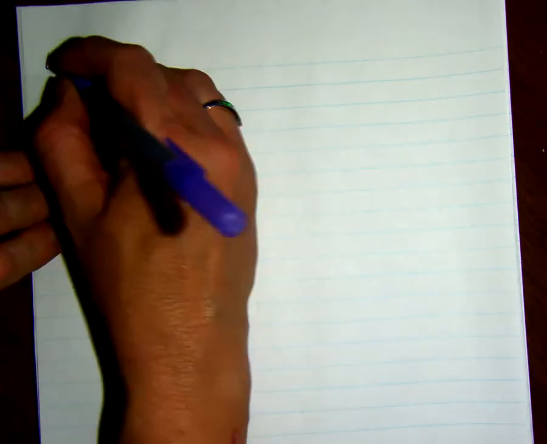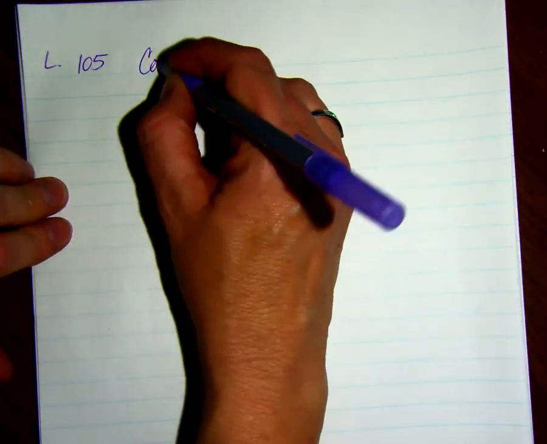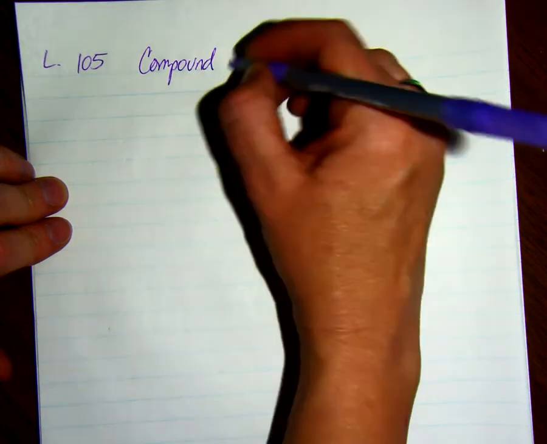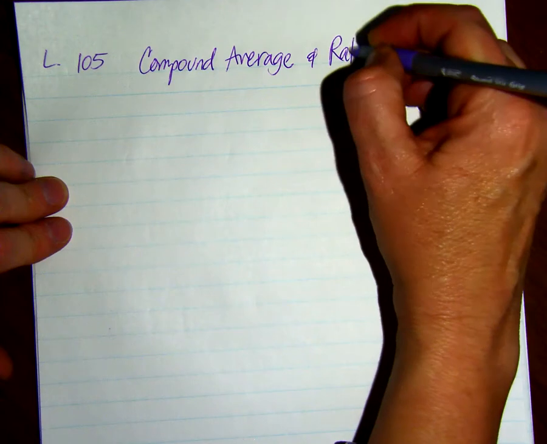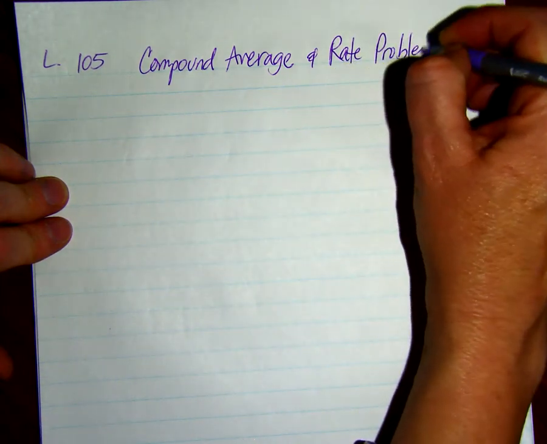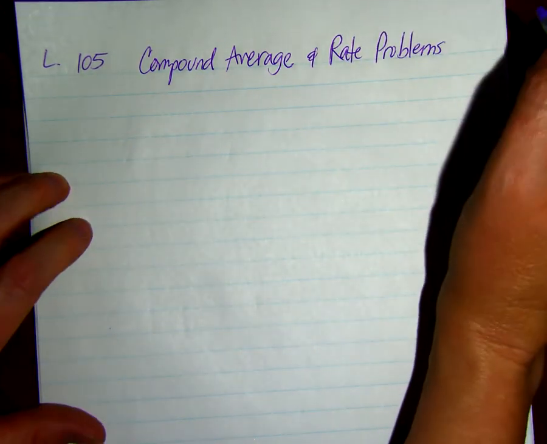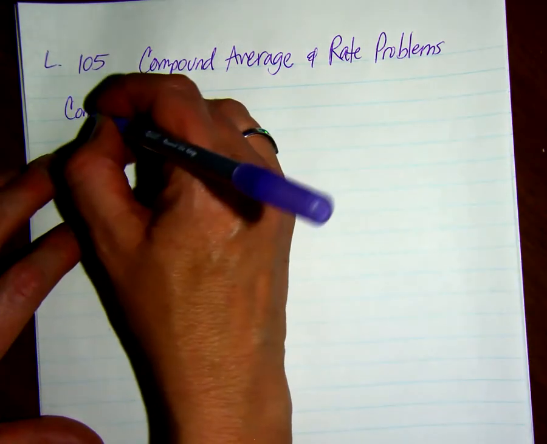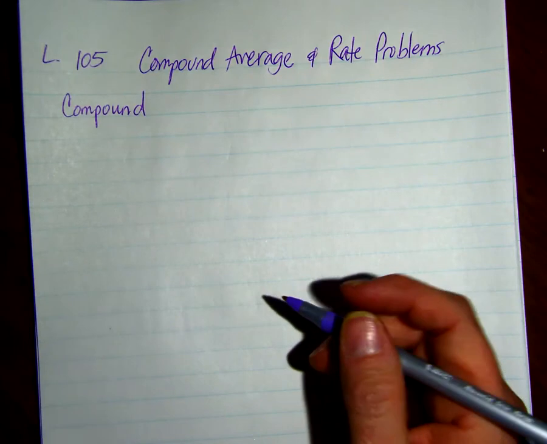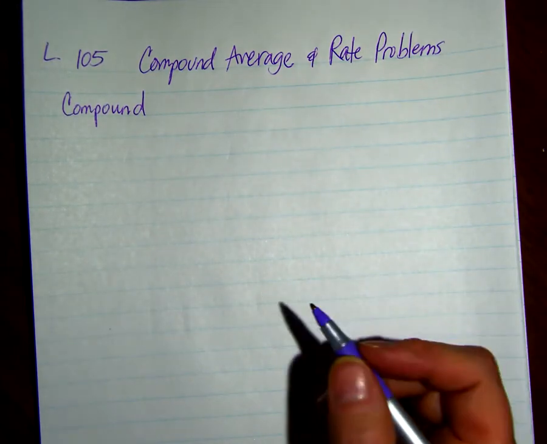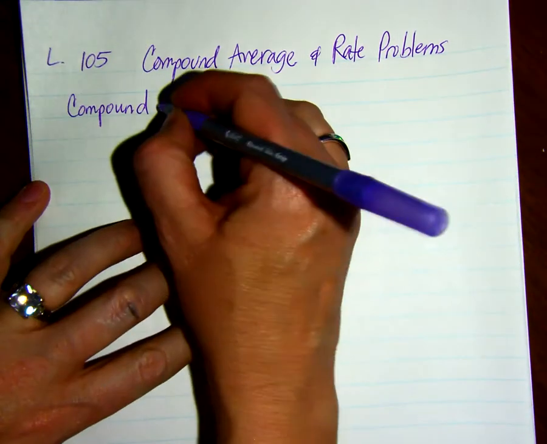Lesson 105, Compound Average and Rate Problems. Compound just means that there's two or more steps to solve a problem, and these problems usually have more than one average.